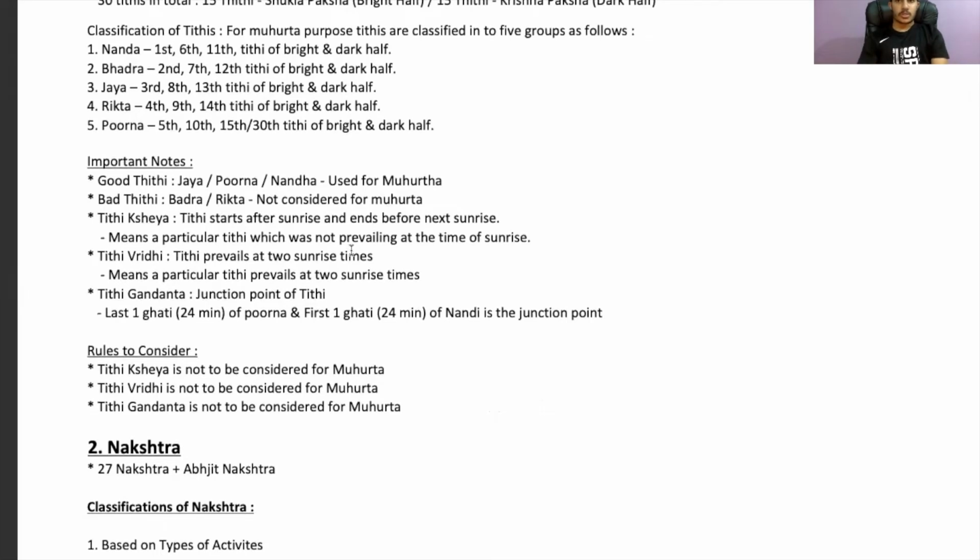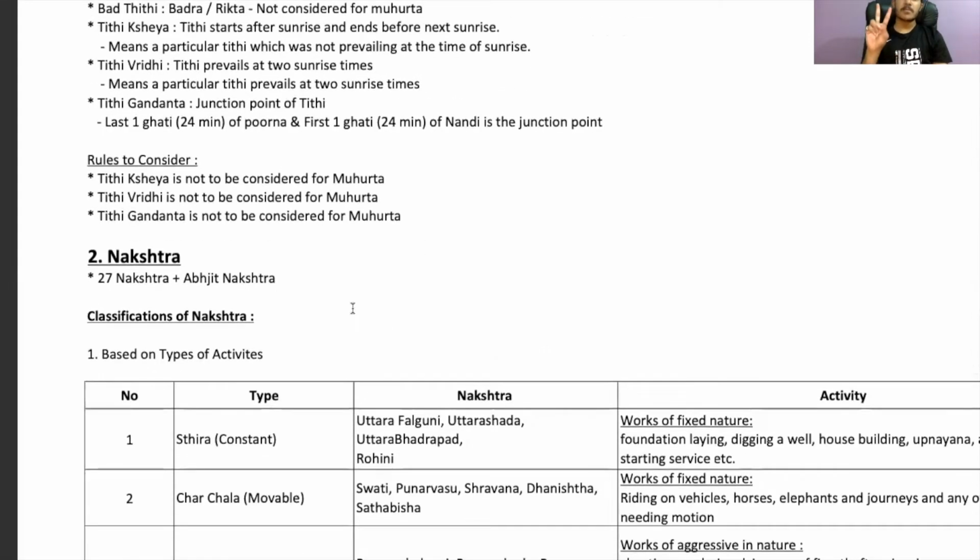Now, as I told you, good tithis are Jaya tithi, then comes Purna tithi, then comes the Nanda tithi. In Jaya tithi, Ashtami, that's the 8th, becomes important. So like that you need to calculate and keep the muhurta. Okay.